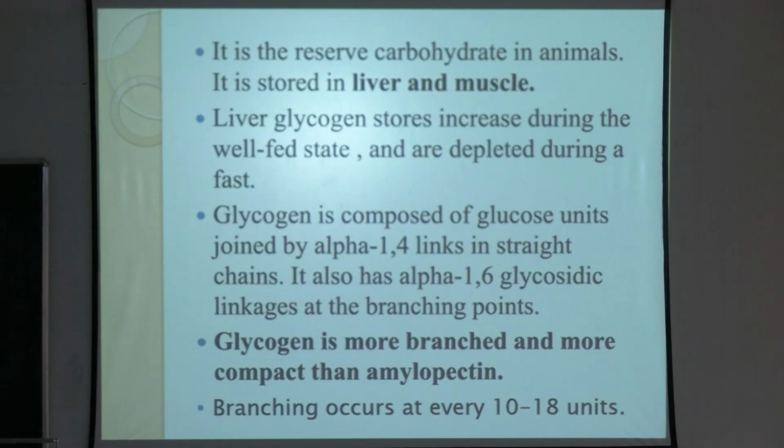Muscle lacks the enzyme glucose 6-phosphatase. That is why the last product of glycogen breakdown in muscle will be glucose 6-phosphate. Okay, I will show it later. Now, glycogen is composed of glucose units joined by alpha 1,4 straight chain and alpha 1,6 branching points. Same as amylopectin, but the branching points are more frequent.